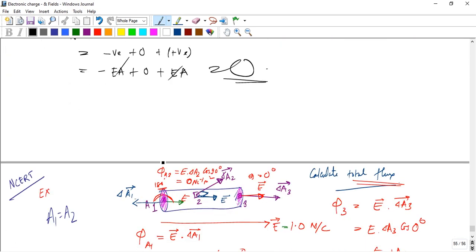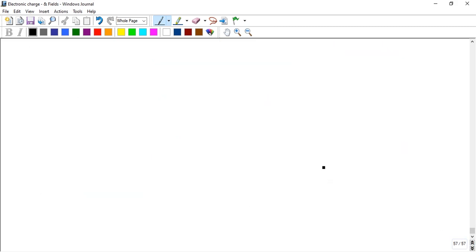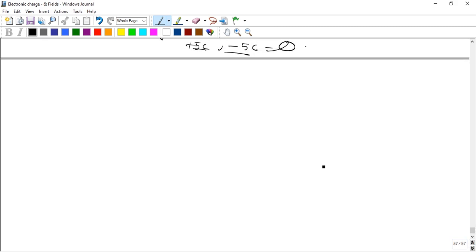Now the next problem, question number 2 from NCERT. It has a 3D diagram with X, Y and Z axes. There is a 3D box, looking like this.